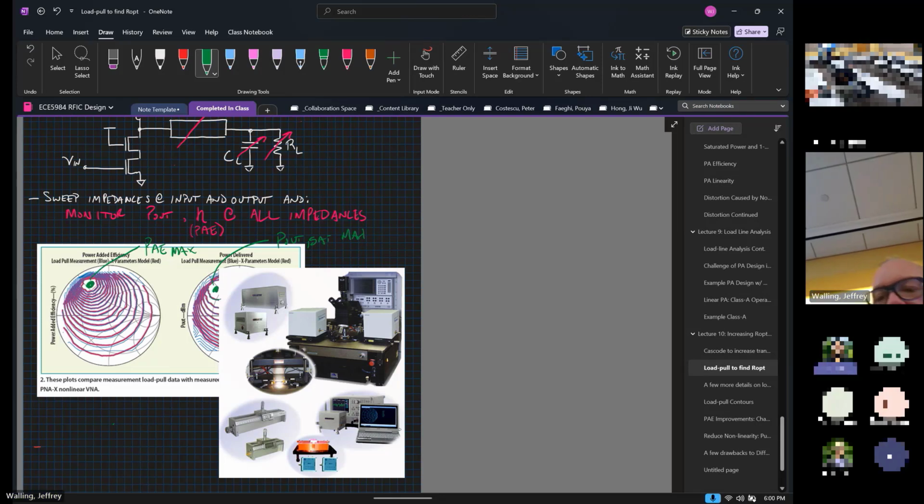Does the smallest circle represent maximum efficiency? Well, the smallest circle would just be a dot. So it's a point that would represent the maximum efficiency. It's almost never a locus of points for where the maximum occurs. I can't think of a case where it would be. Okay, thank you.